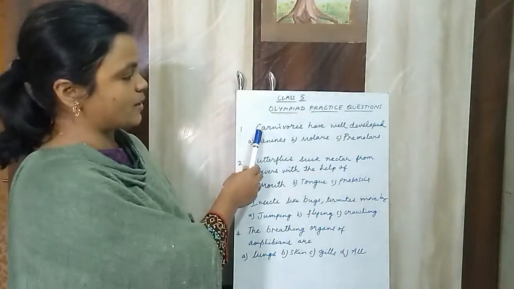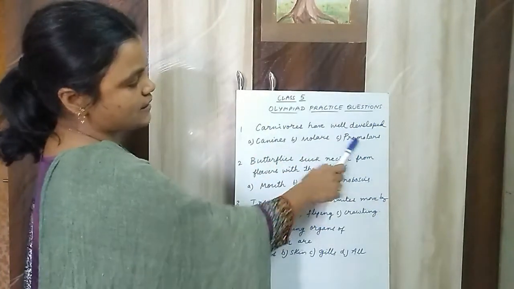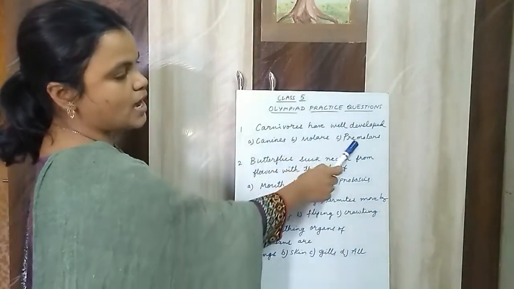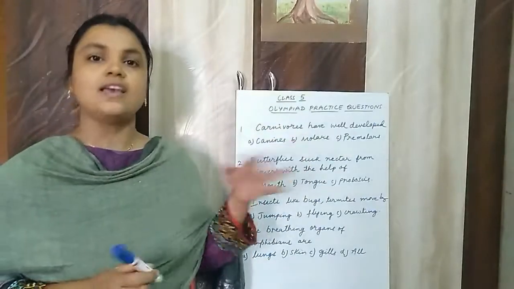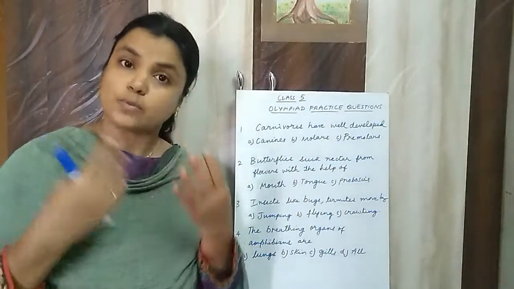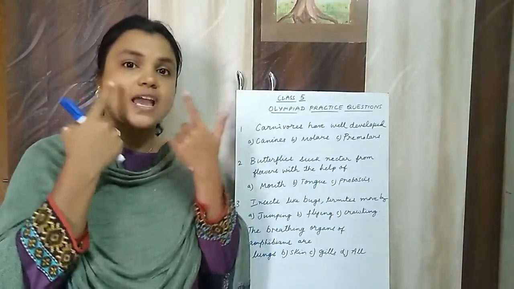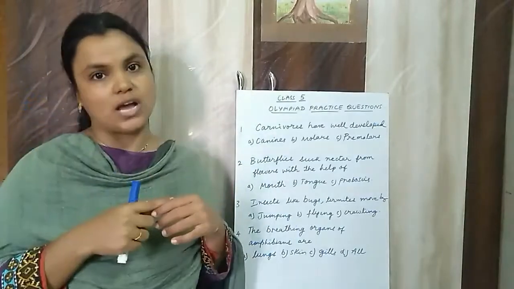Let us see the first one. Carnivores have well developed, and the options are canines, molars and premolars. What are all these? These are nothing but the types of teeth that we have. Human beings have 4 types of teeth, right? Incisors, canines, premolars and molars.